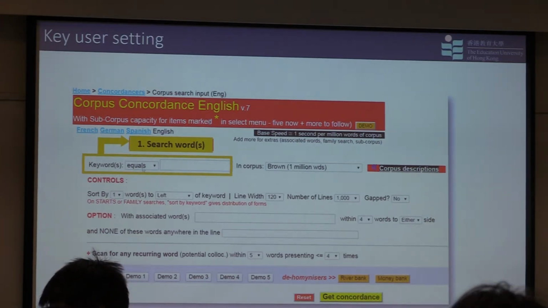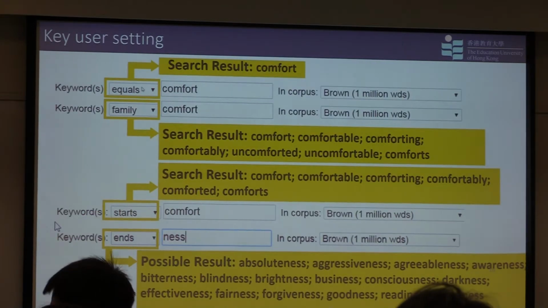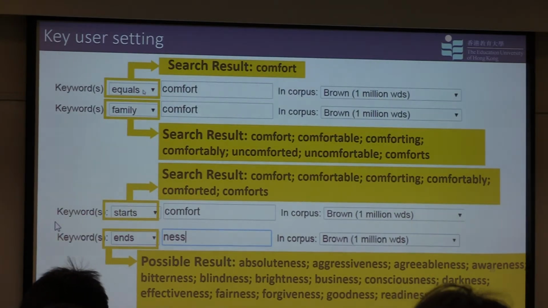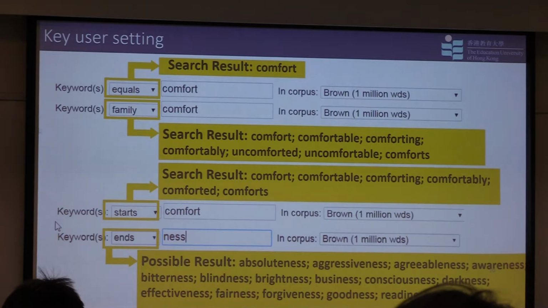Did you see this? You have certain functions, okay? So you can specify how you are going to search the words. Equals, what does it mean? For example, if you search comfort, you only get comfort, not comfortable. If you choose family, in the search results you get comfort, comfortable, comforting, uncomfortable, comforts.